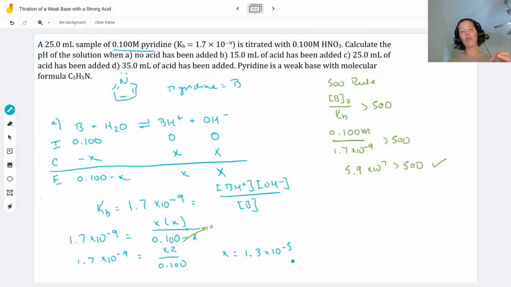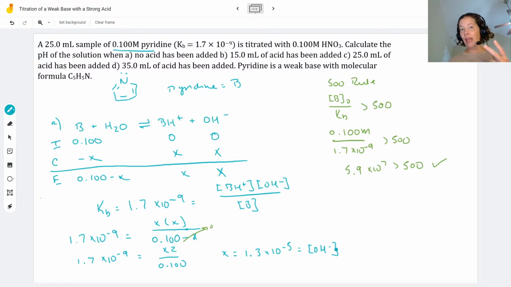All right, so here is where students get confused or they just lose track of where they are. Remember, you solved for X, but what is X? So you need to go back to your ice table and figure out what X is. So X is our consumed or our change. In terms of concentration, it's how much protonated base we have and also how much hydroxide we have. So this is our concentration of hydroxide. And that's really important because, of course, ultimately we want pH.